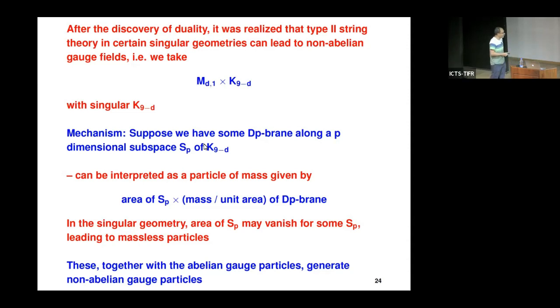And what happens in the singular geometries is that the areas of some of these p-dimensional compact spaces actually vanish. And this means that this particular particle becomes massless because the area is 0. Multiplied by the tension, or the mass per unit area, you still get 0. So you get additional massless particles in the singular geometries, and it is these massless particles, together with the usual abelian gauge particles that type 2 string theory of course has, that generate non-abelian gauge particles. That's the mechanism for how you get non-abelian gauge fields out of singularities.